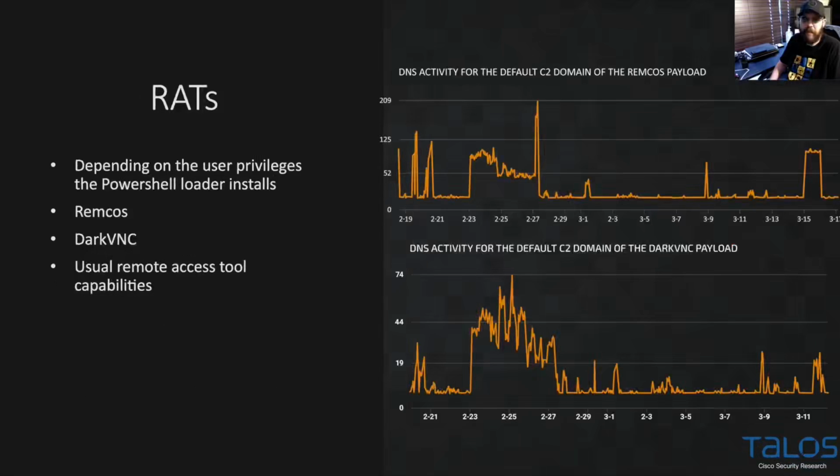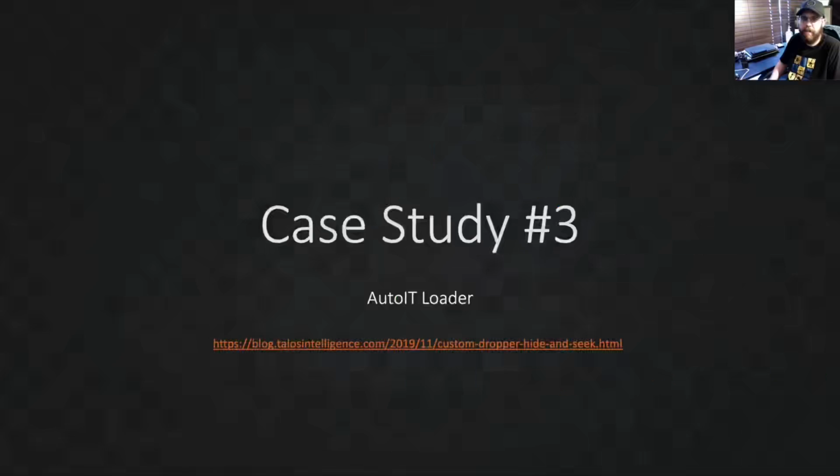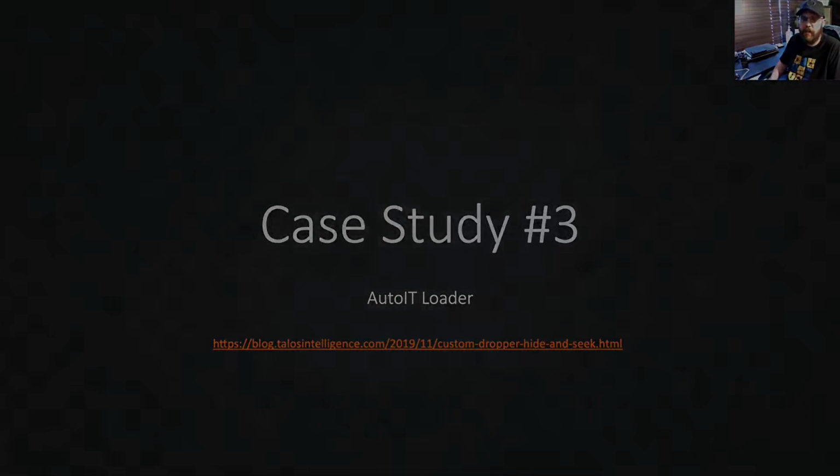So remote access Trojans were another payload that was being distributed in these campaigns. Based on the privilege set of the user that was infected, the attacker would either drop Remcos, a commercial remote access Trojan, or DarkVNC, both of which are very, very common. We see them distributed in pretty high quantities at any given point in time across the threat landscape. And with that, I'll pass it over to Holger to talk through case study 3.